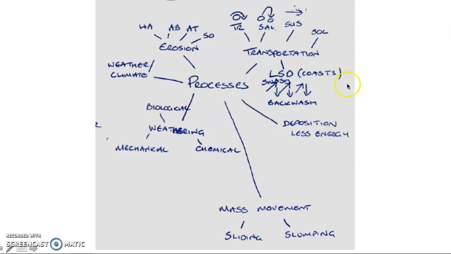We then have the transportation, the main types being traction, where the biggest rocks are rolled around. Saltation is where the smaller rocks can be bounced around by the power of the water. Suspension is the smaller particles which are held within the water, and this is why the water can often look dirty because of the suspended load. And then we have solution, where the rocks and sediment are dissolved into it. Now at the coast, it's also important to recognise there is something called longshore drift.